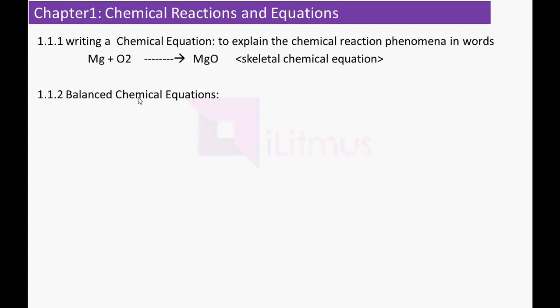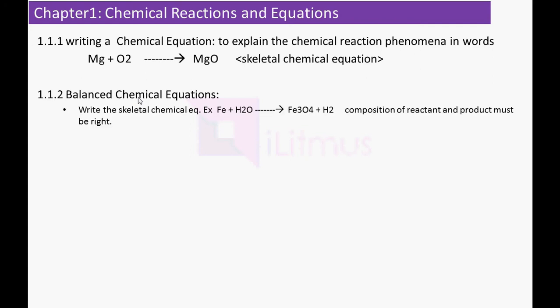What is called a balanced chemical equation? So write the skeletal chemical equation, say for example Fe plus H2O is making Fe3O4 plus H2. Again this is not balanced. You can see left side there is only 1 oxygen, but right side there are 4 oxygen. But we know that in any chemical reaction you cannot destroy the atoms. So the total mass of reactants must be equal to the total mass of the product. So you need to balance this equation.